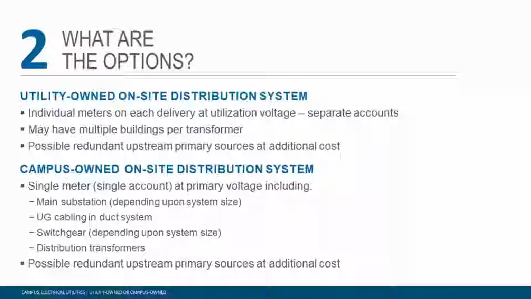So what are the options for the on-site utility distribution? And when we're speaking of on-site utility distribution, we're talking about the primary voltage distribution that goes between the buildings, then the step-down transformers at each building, and then the service facilities that feed the building individually.